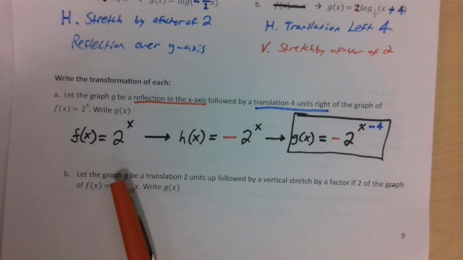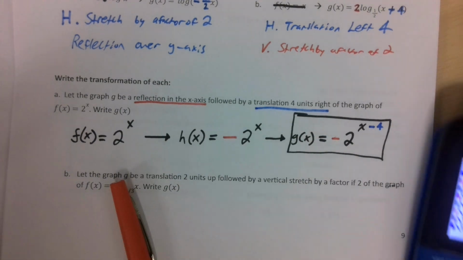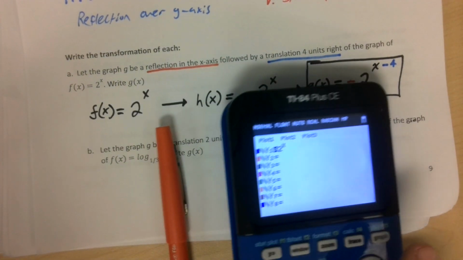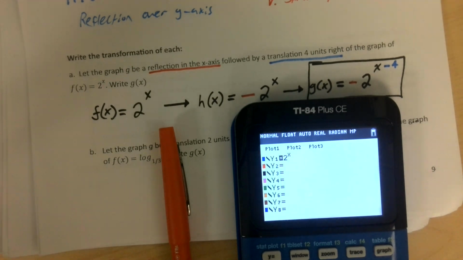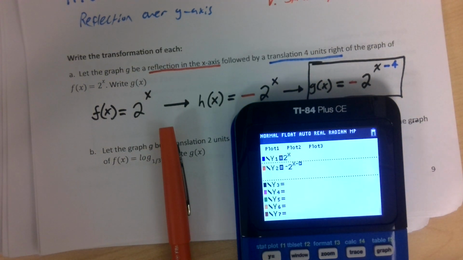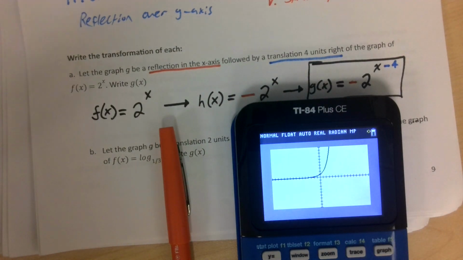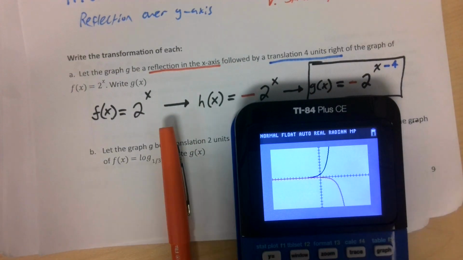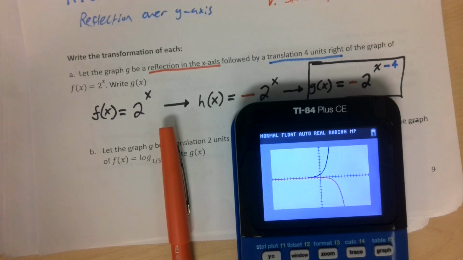Shall we check it? Let's take a look in our graphing calculator and see if this matches up. So if I'm graphing 2 to the x power, and I'm also graphing the translation negative 2 to the x minus 4 power, let's see how they change. The blue is our original. The red should be flipped and shifted. And it is. It's shifted to the right 4 and it's flipped upside down. Perfect!